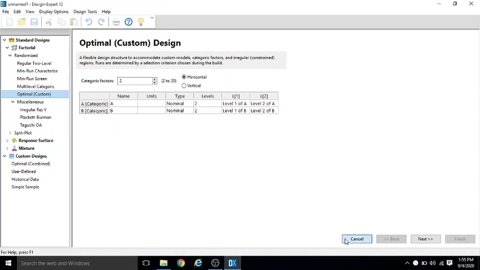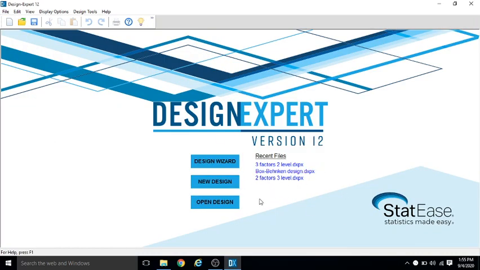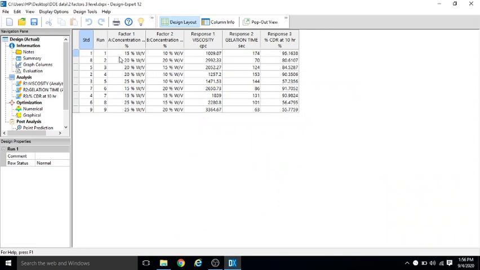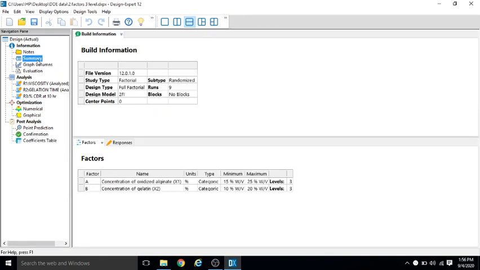so if you go to the main screen, here I have added three recent files which are nothing but examples of three different designs. So starting with the two factor three level design. So when I click here, here you can see that I have already entered some data in this table. So if you want to know what is this, you have to click here on summary.